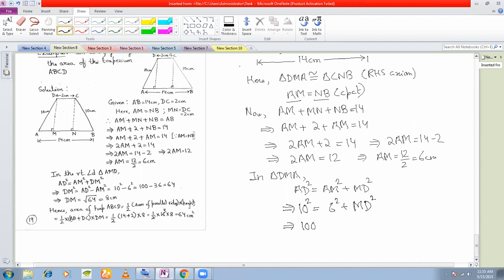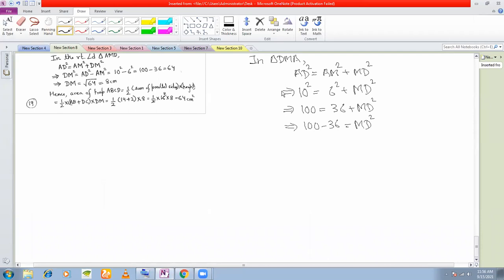So that means 100 is equal to 36 plus MD square. That means 100 minus 36 is equal to MD square. That means MD square must be equal to 64. That means MD must be equal to square root of 64, which is equal to 8 centimeters. So we have got the height also. Hence, what is the area of the trapezium?